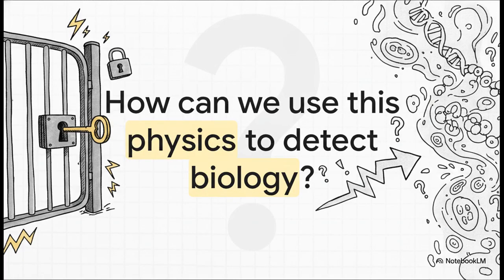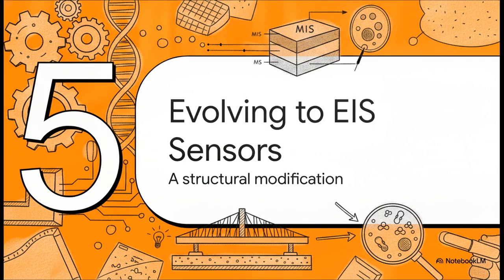Which leads us to a massive engineering cliffhanger. If our metal gate permanently locks in our device's electrical behavior, how on earth can we use this rigid electronic physics to detect fluid, dynamic chemical biology? And that brings us to Section 5, evolving to EIS sensors.